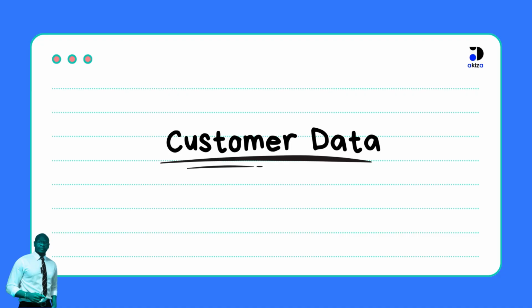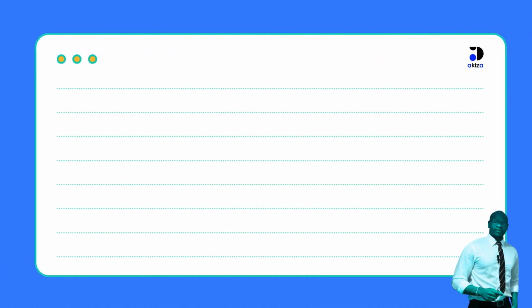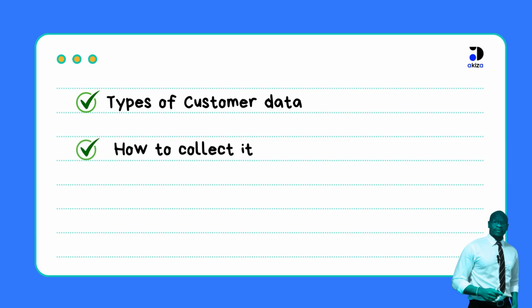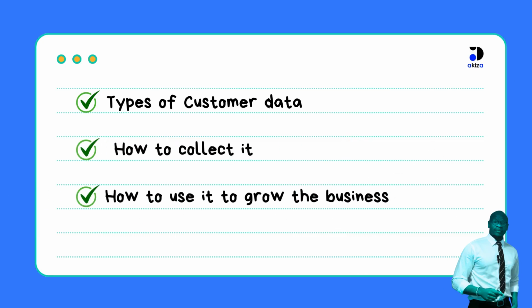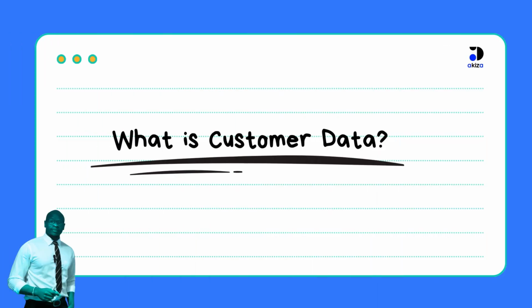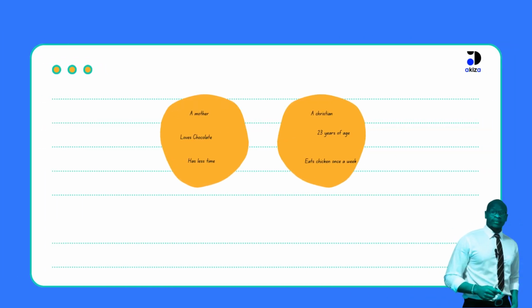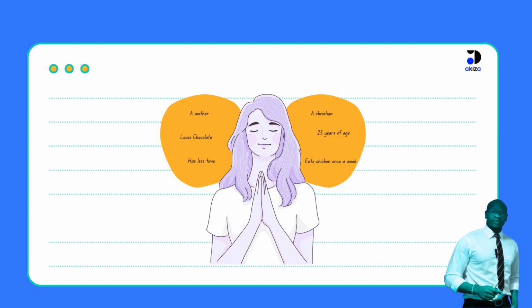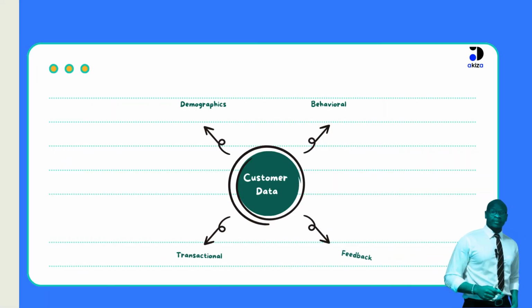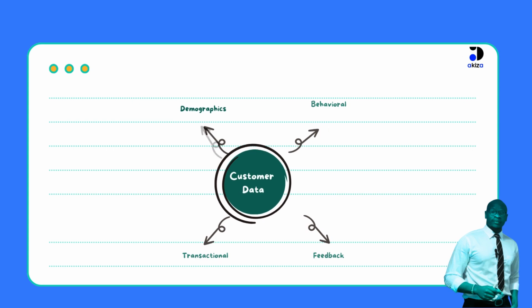That is where customer data comes in. And in this video, we'll look at the different types of customer data, how you can collect it, and how you can use it to grow the business. So what is customer data? In business, customer data is any kind of information that helps you understand your customers better. It can be grouped into four main categories.